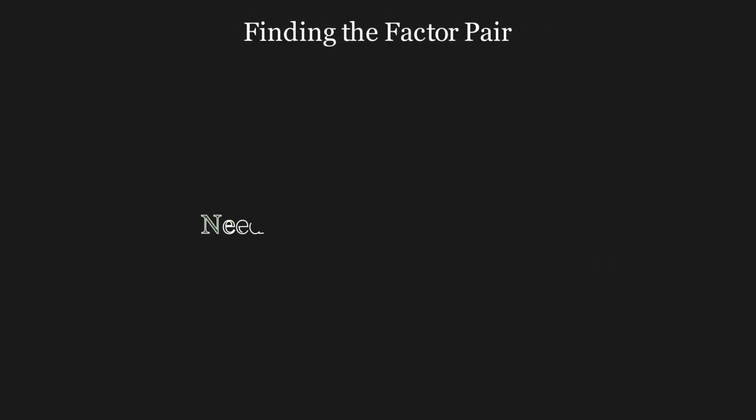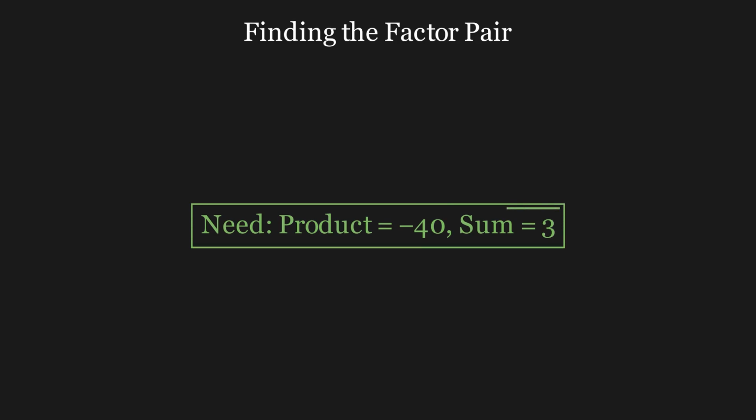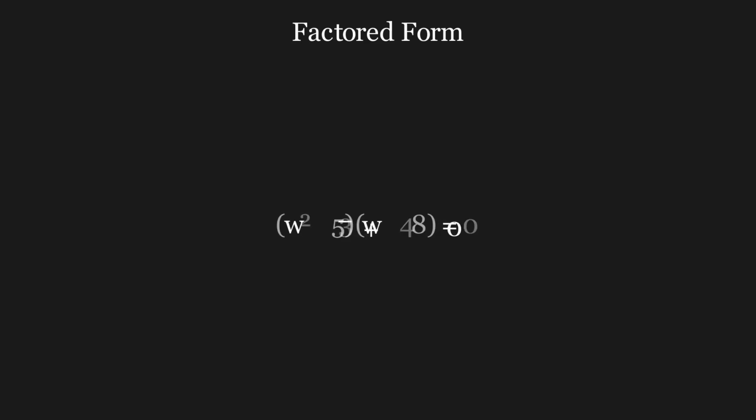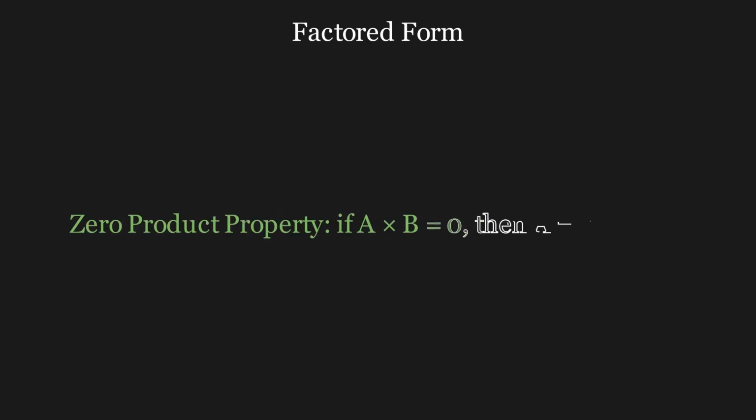Now here's the actual factoring move, and it's simpler than it looks. We need two numbers that multiply together to give us negative 40, the constant, and add together to give us 3, the middle coefficient. Let's test a few pairs. 5 and negative 8 multiply to negative 40, but add to negative 3. Close, wrong sign. Flip it, negative 5 and 8 multiply to negative 40 and add to positive 3. That's our pair. So we rewrite the equation as two smaller multiplied pieces. (w minus 5) times (w plus 8) equals 0.